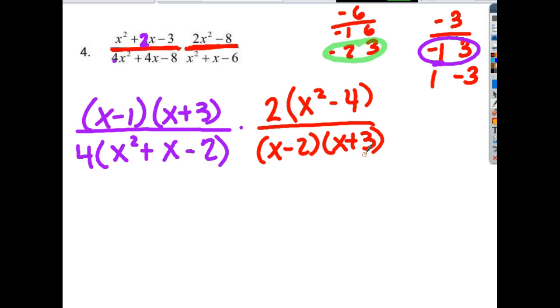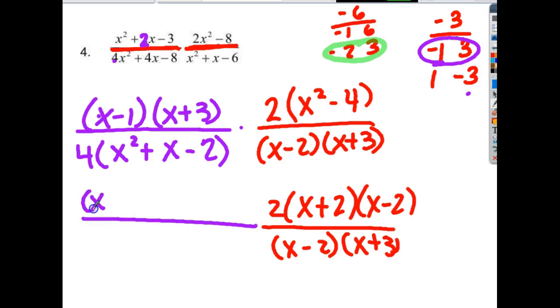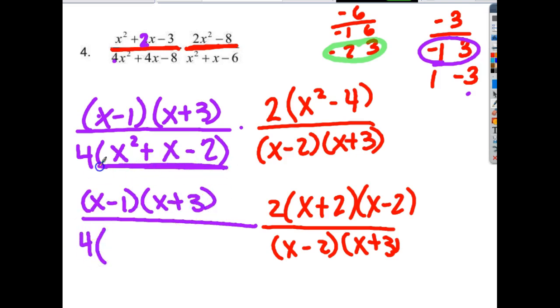Okay. This part right here is a perfect square minus a perfect square. So this factors into x plus 2, x minus 2. This numerator right here doesn't factor anymore. This part right here factors some more. The factors of 2 are 2 and 1. Now it is factored completely.